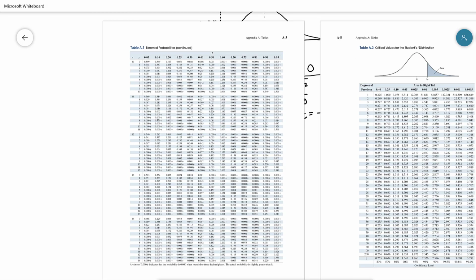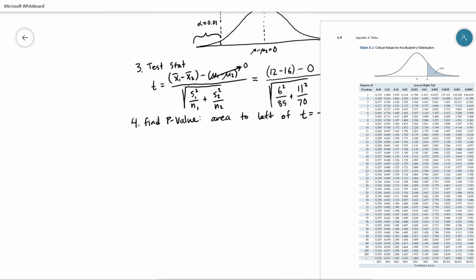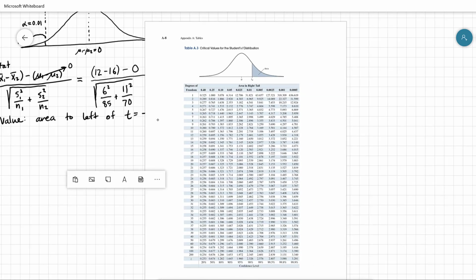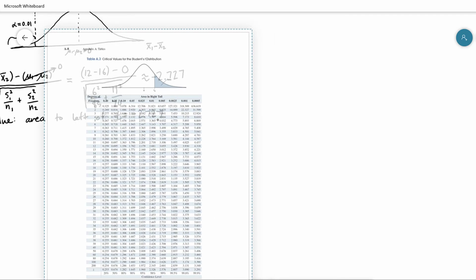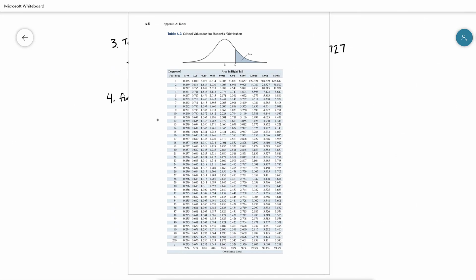So here's the table. Oops, I also got a page I did not want. Let me delete that one. I only want this table, so let me move that over here and move everything around. Okay. So I want to use this table.